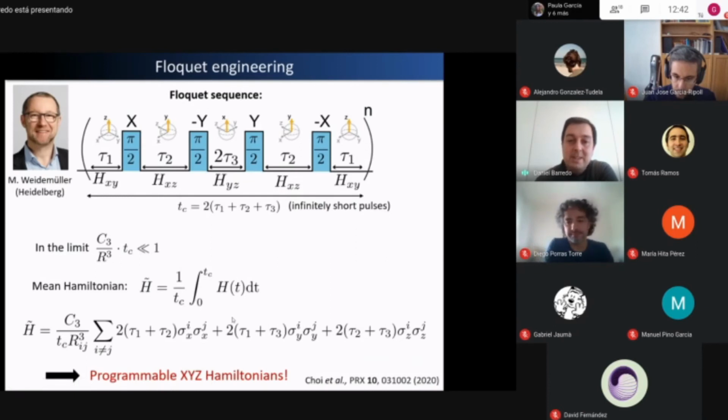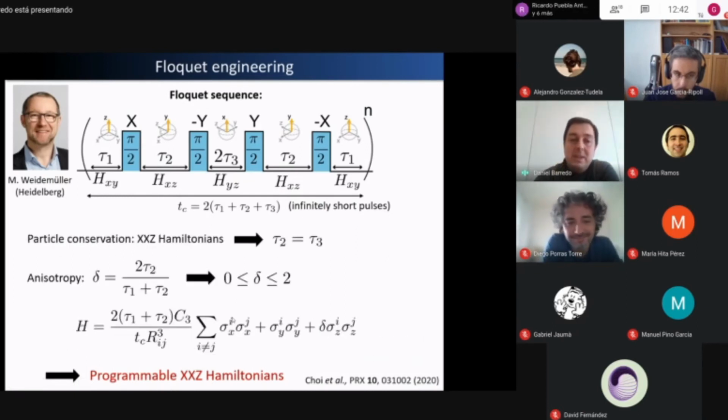Okay, so to demonstrate this, we are going to take a particular case. In this case, we are going to fix tau2 equal tau3. And with this, we will have access to the xz Hamiltonian. We will define this anisotropy parameter in this way. This anisotropy parameter can take values between 0 and 2. And then the Hamiltonian can be written as you see here, where basically you have the terms sigma x sigma x and sigma z sigma z, sigma y sigma y, sorry. And then you have an additional term with this factor in front, which is the one that we can vary as well.